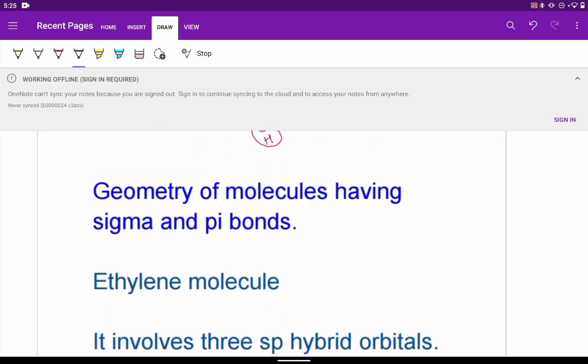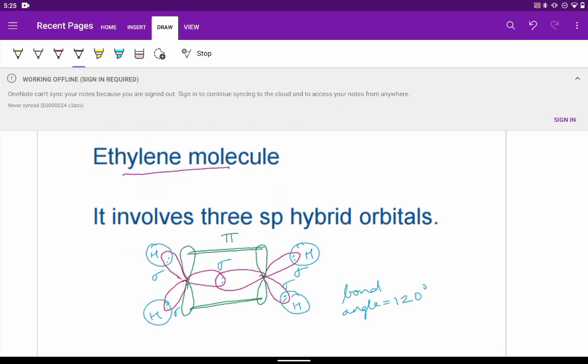Now in some cases, as we find mostly in the unsaturated compounds of carbon in organic chemistry, if there is a multiple bond, that is a double bond or triple bond, then there will be pi bonds also along with the sigma bonds. We will see two such examples. First is the ethylene molecule. Ethylene will have sp2 hybridization: one s orbital and two p orbitals combine to give three sp2 hybrid orbitals. This red color denotes the sp2 hybridized orbitals.